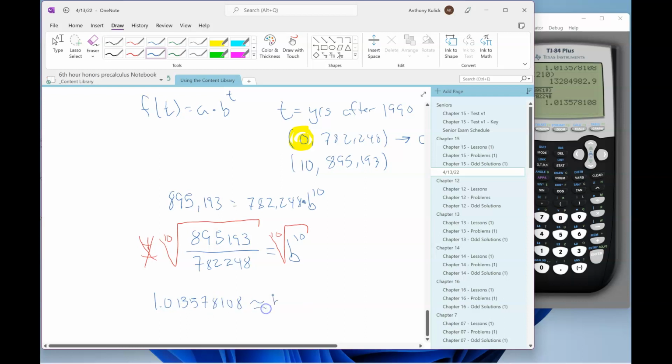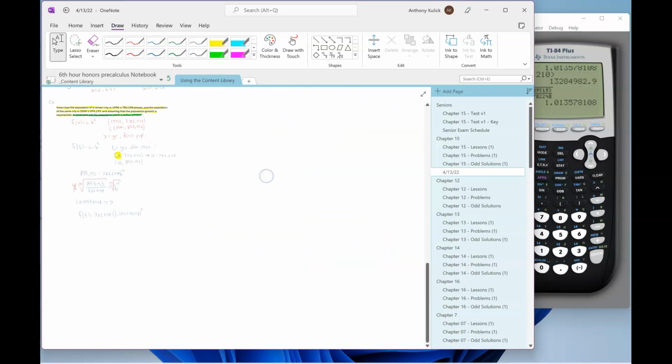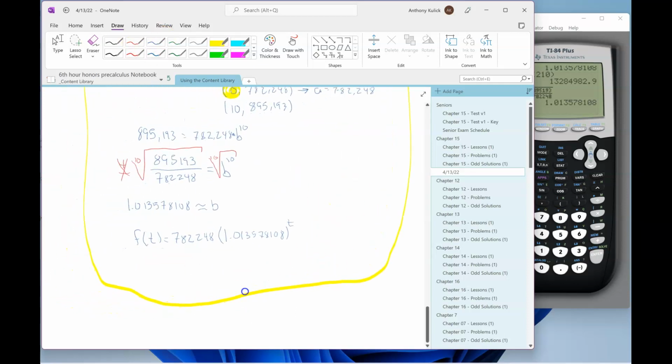1.013578108 is about my value for b. So my function then, f of t, is going to equal 782,248 times 1.013578108 to the t. So like that was all doing the first part.